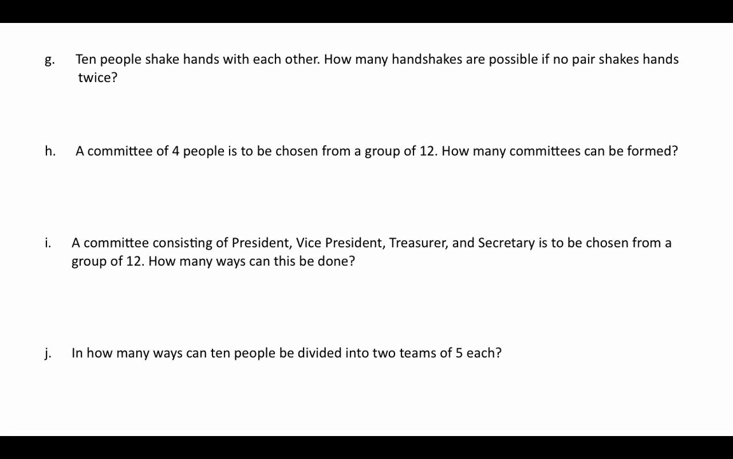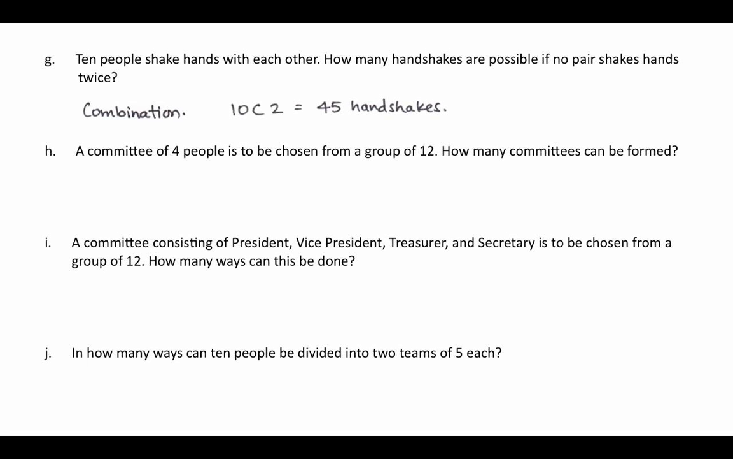And so if we've got 10 people that are all shaking hands, we're basically taking those 10 people and saying, hey, how many combinations of 2 people can I make? How many different pairs can I make out of a group of 10? Exactly. This is a combination, and we would say here that 10 choose 2 is 45 different handshakes.